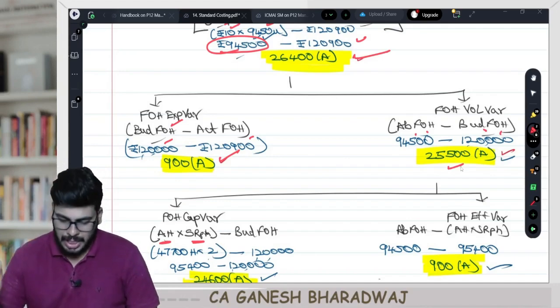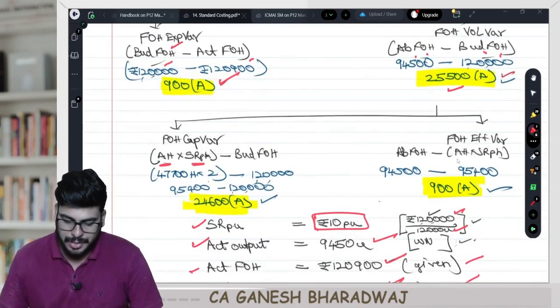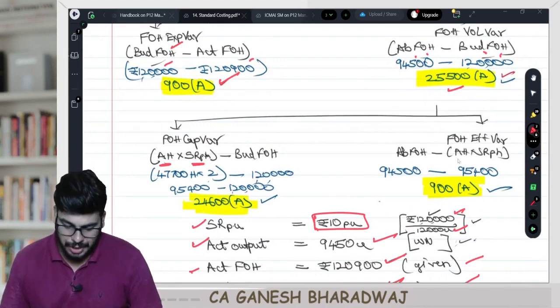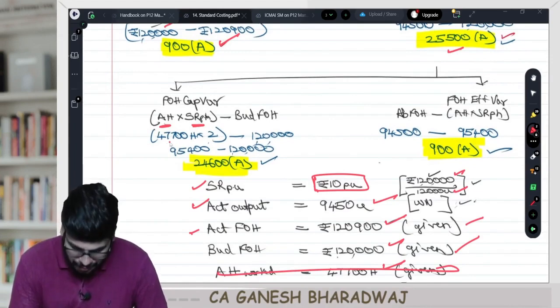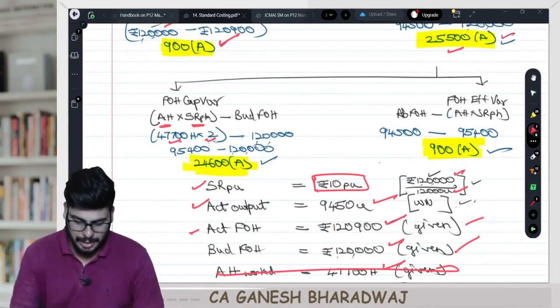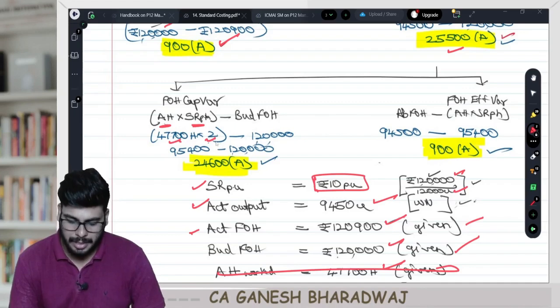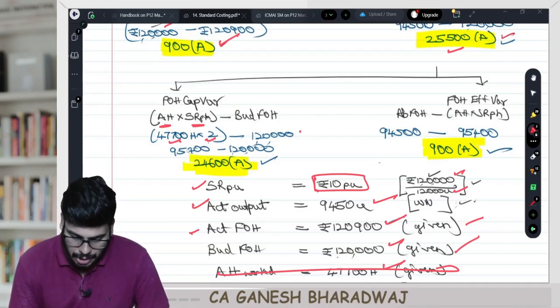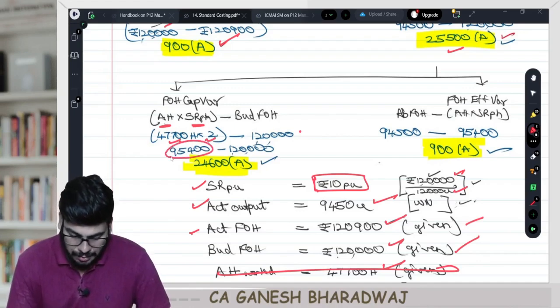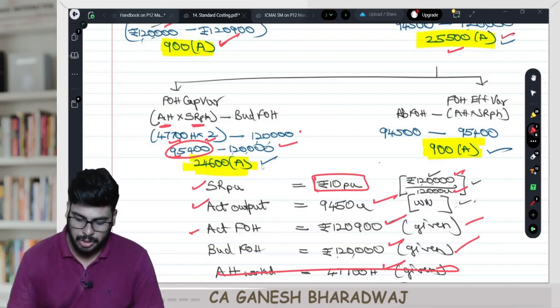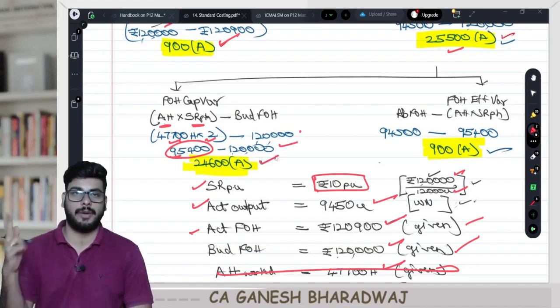Are you clear with this? Now this gets further bifurcated into two: fixed overhead capacity variance and fixed overhead efficiency variance. So here it's going to be actual hours into standard rate per hour. The figures are all given. We just calculated the ingredients, plug the figures. 47,700 into 2 is 95,400, whereas the budgeted overhead is 1,20,000. So clearly it's an adverse variance to the tune of 24,600.